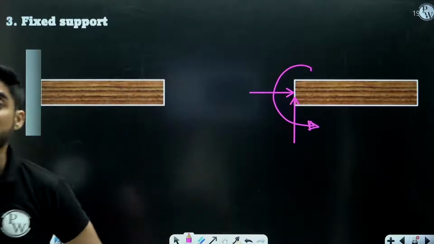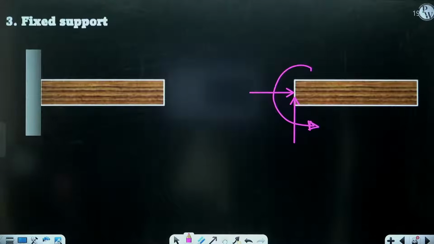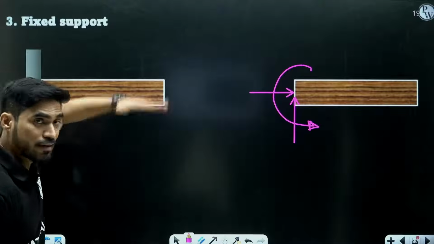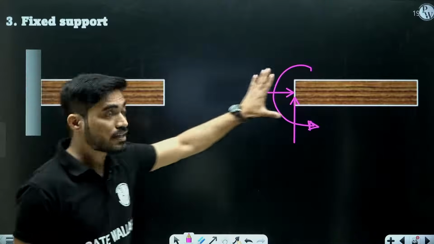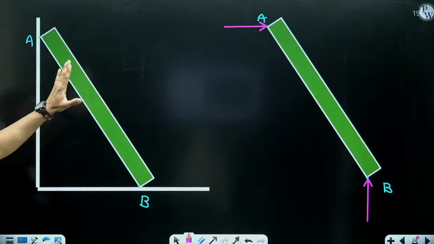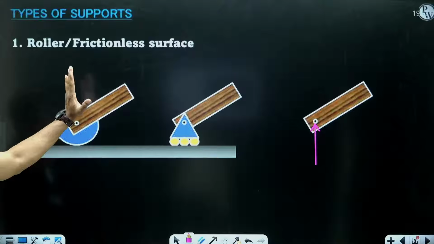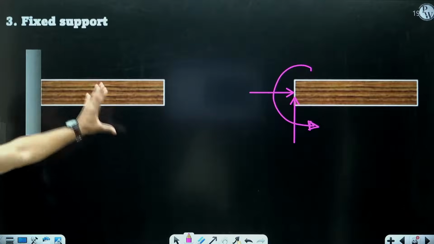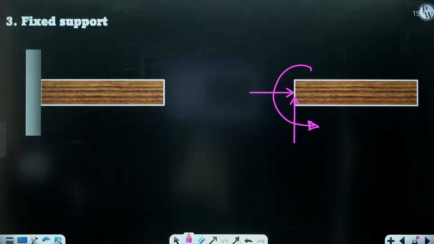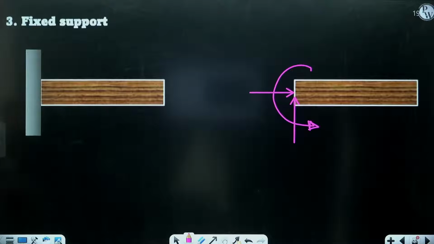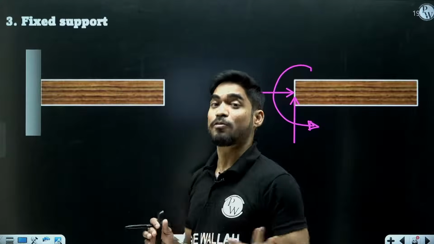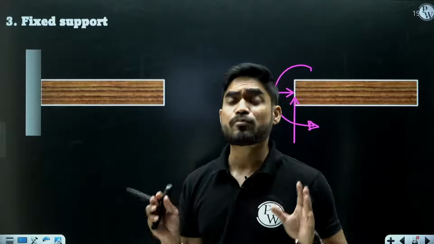Now understand why we are getting a couple. We are getting a couple because this support will restrict the rotation of the body. The body will not be able to rotate about this point, right? So we are getting a couple. In other cases, the rotation was not restricted. So that's why we were not having any couple in this case or in this case. But in this case, the rotation is completely restricted. So we are also getting a couple. So these are the three categories of supports. Now, does this mean that there are only three types of supports in this world? No. There can be multiple types of supports in this world.